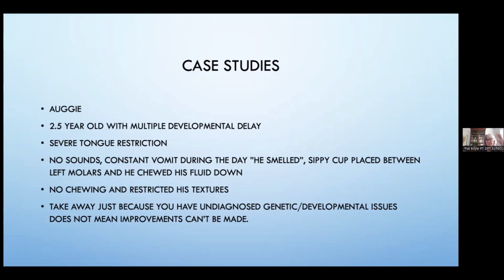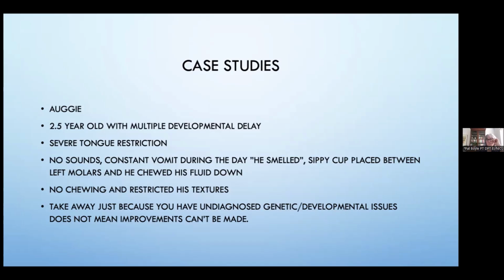And when I looked in his mouth, I saw that grade 4 tongue where all this tissue is under his tongue, and you're going, what the heck? He had no sounds. He was constantly vomiting and he smelled. That was mom's definition of him.